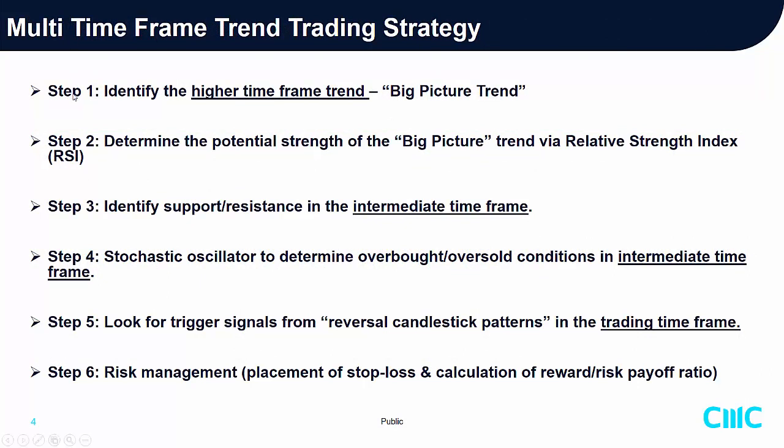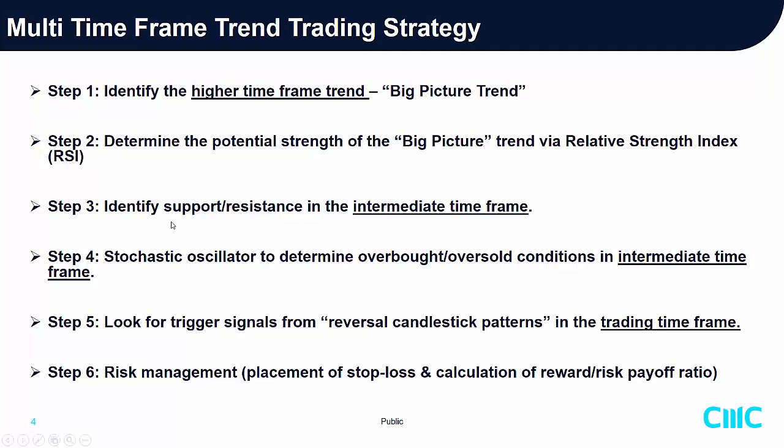The first step is to identify the higher time frame, or what we call the big picture trend. The next step, step 2, is to determine the potential strength of this big picture trend via the relative strength index indicator, or the RSI in short. And step 3 is to identify support and resistance in the intermediate time frame. Not to worry, later I'll share with you step by step what the big picture trend is and what the intermediate time frame is.